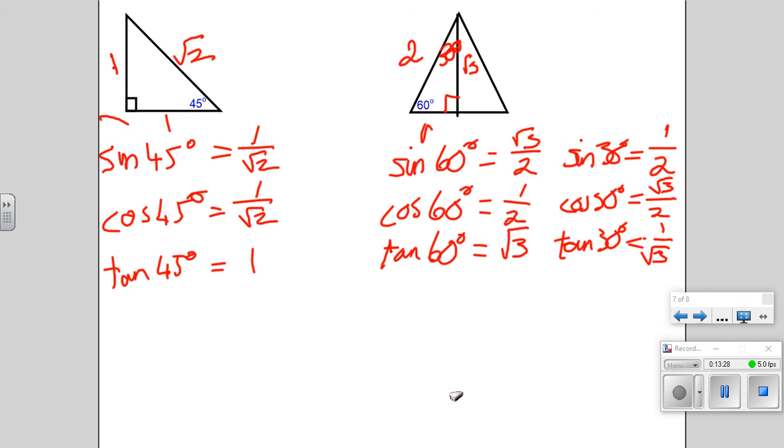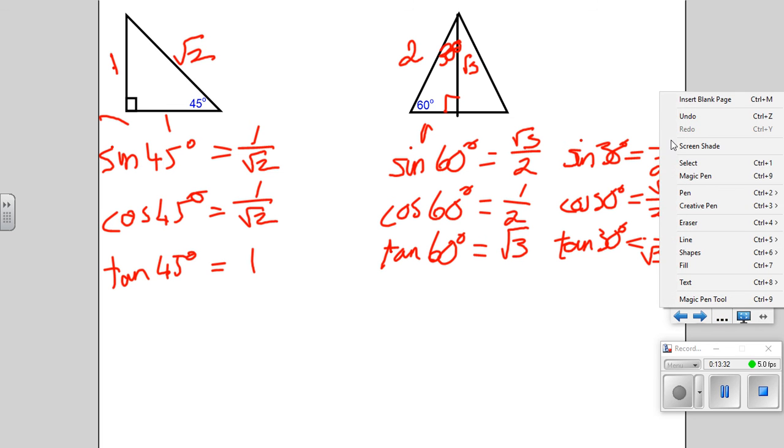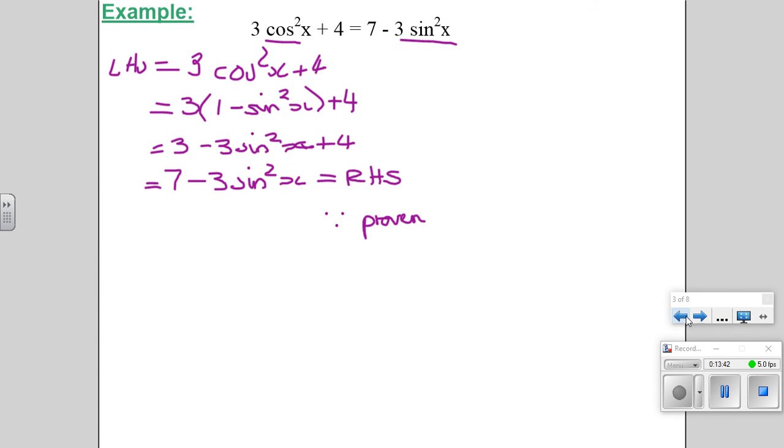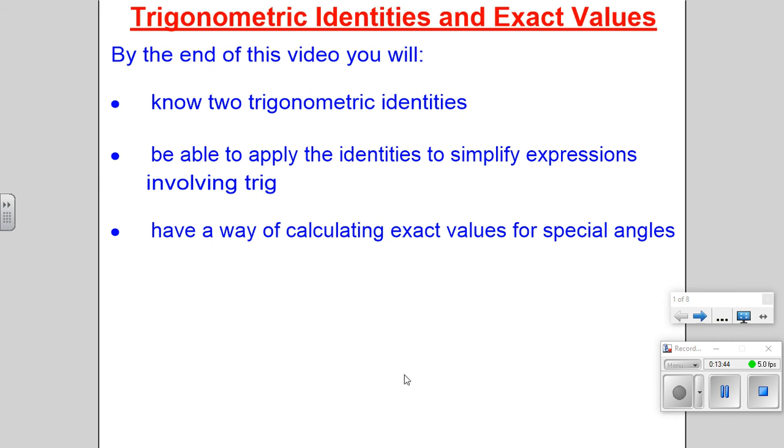Okay, so those are your exact values. I would not recommend memorizing the exact values. I would recommend memorizing those exact value triangles. Okay, so if we go back to the start, we can evaluate where we are at. I have introduced you to the two trig identities. I have shown you how you use them to simplify expressions involving trig, and I've shown you a way of calculating the exact values for special angles, and we call that the exact value triangle.